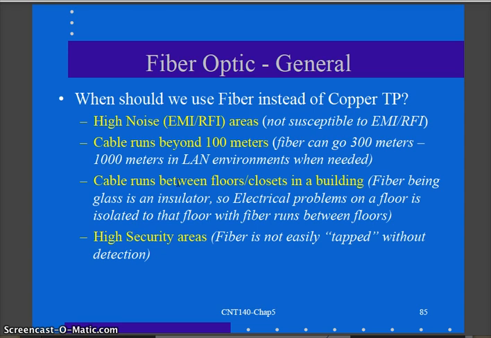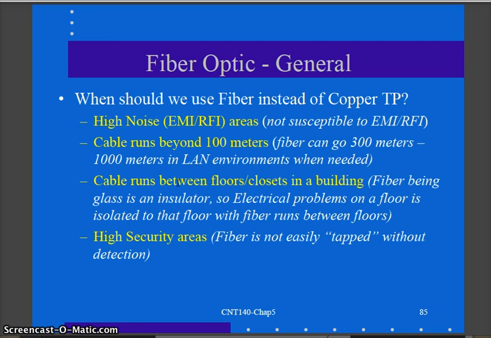Fiber being glass, it's an insulator. So if I connect my two data closets in my building between two floors, being an insulator, it's not going to transmit any electrical problems from one floor down to another floor. That can happen. Electricity always finds the path of least resistance. So it's good to have electrical isolation between my closets or between my floors, if you will.